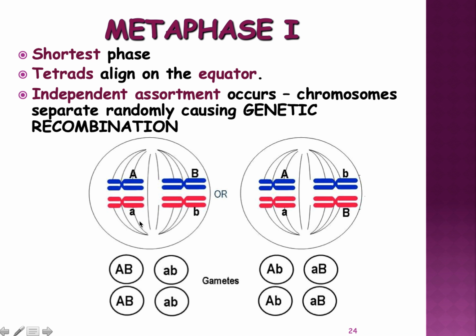When it starts to get pulled apart, you can have different versions of the gene forming all these different combinations. That's independent assortment. There's no rhyme or reason to it. There's no system for this. It just pulls it apart randomly.